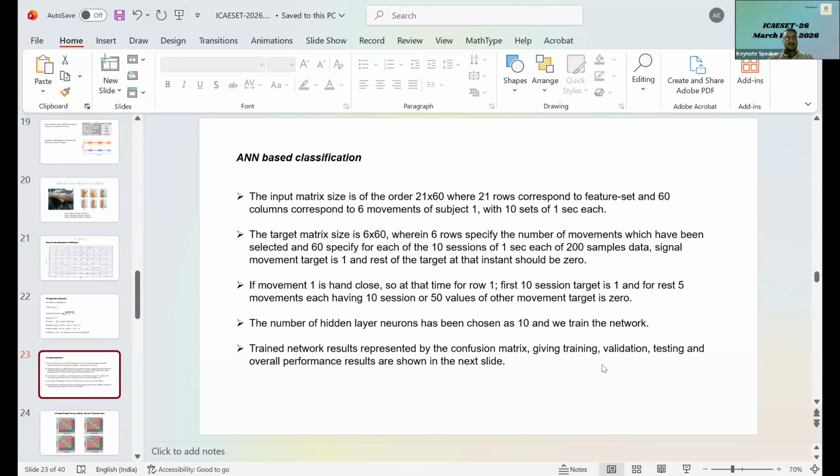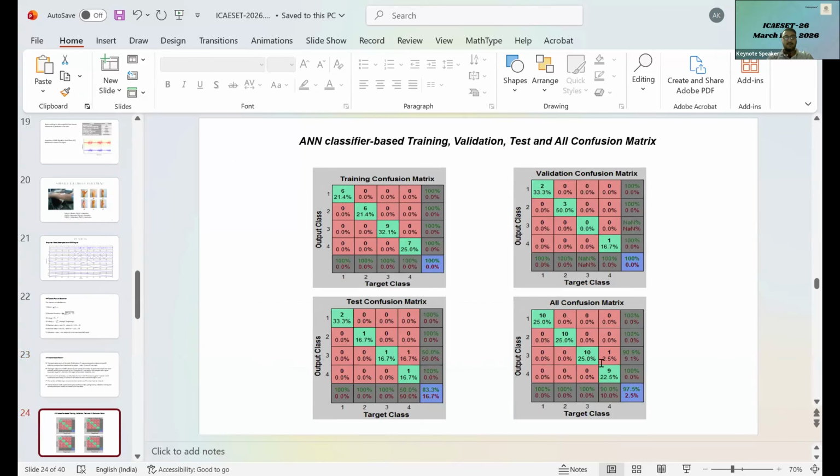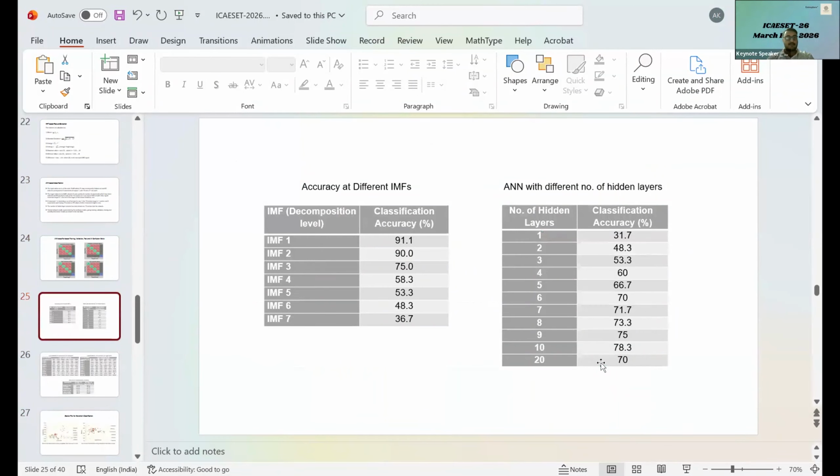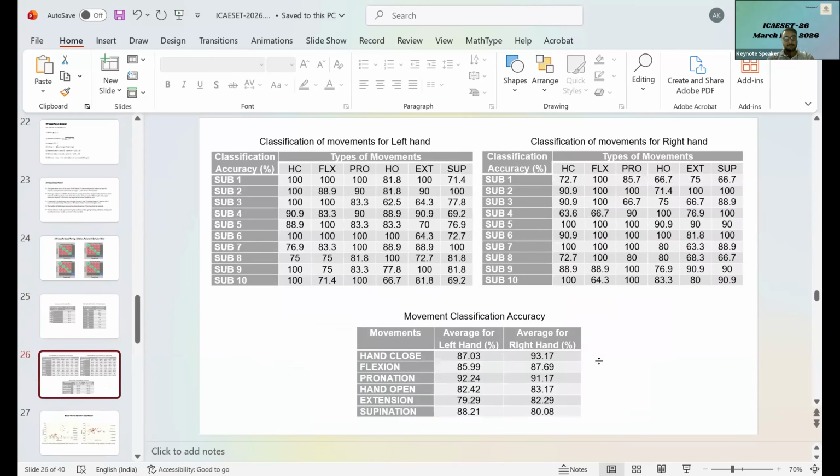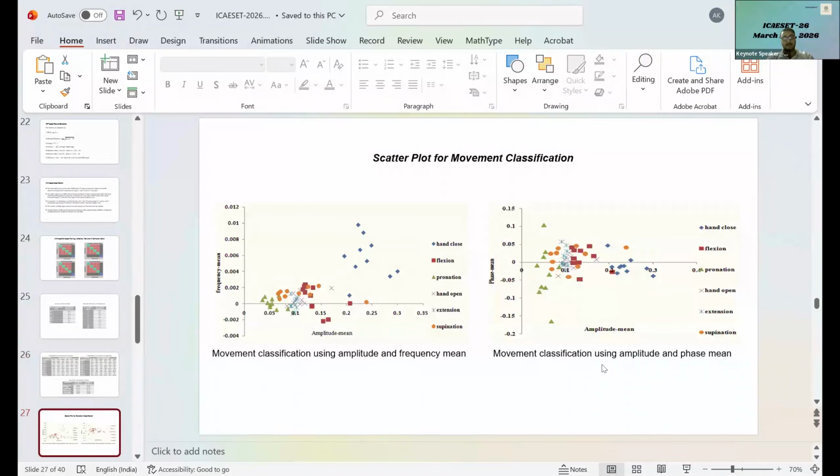For the target matrix, as we know, we have 6 movements, so we have taken 6 into 60. These are the results for a movement, and the overall accuracy we have achieved for 6 classes is 97.5%. These are the decomposition levels, and we have performed the same experiment with different numbers of hidden layers. These are the classification results for the 6 different movements, and the average accuracy we have achieved is approximately 97%.